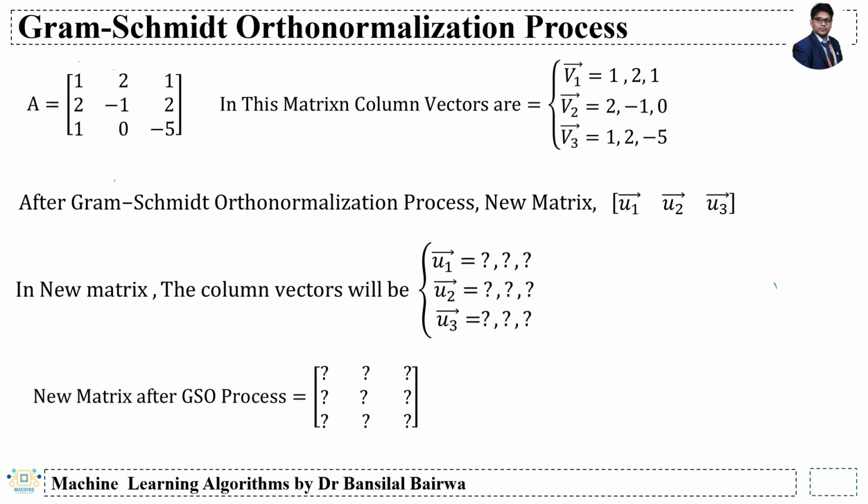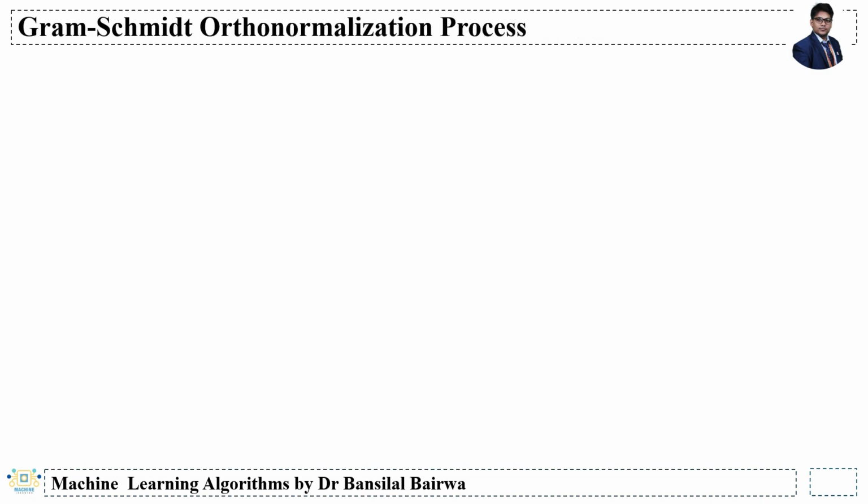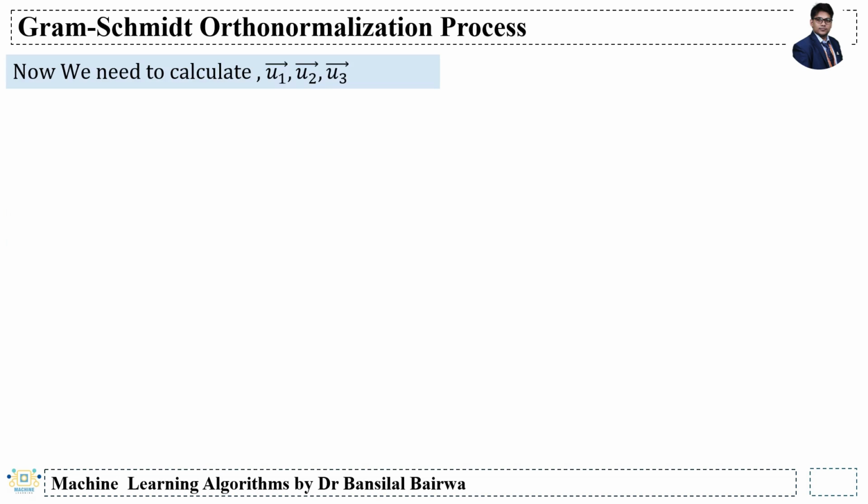So here we have to form one new matrix, that is, after the GSO process. The question mark means the elements of this 3 cross 3 matrix, right? So what is u1, what is u2, and what is u3? How do we calculate u1, u2 and u3? Step 1, you need to remember how to find u1 and what the equations are. Here I have mentioned the equations.